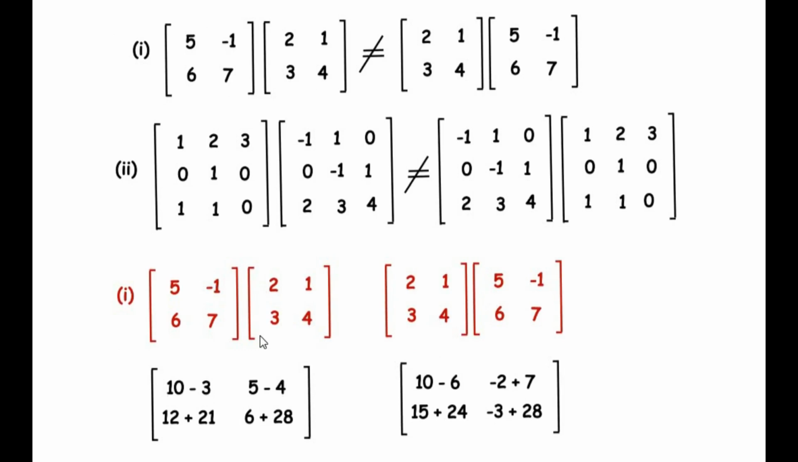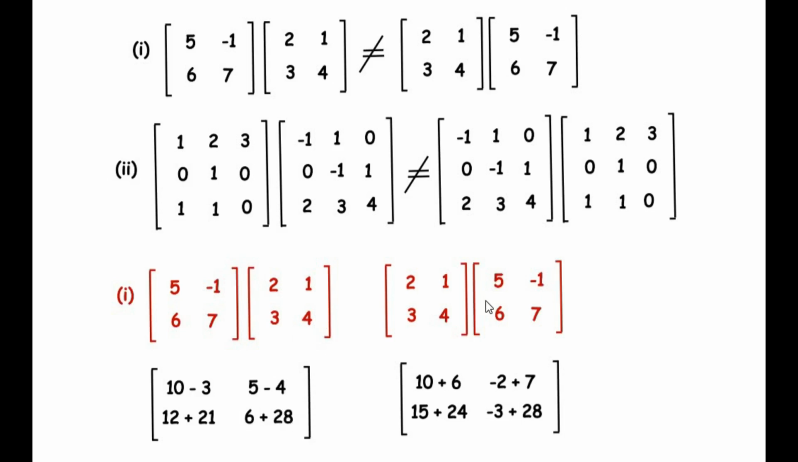First row and first column, 5 times 2 is 10, plus minus 1 times 3, that is plus and minus gives us minus. So minus 1 times 3 is minus 3. Now first row and second column, 5 times 1 is 5, minus 1 times 4 is minus 4. Now second row and first column, 6 times 2 is 12, plus 7 times 3 is 21. Now second row and second column, 6 times 1 is 6, plus 7 times 4 is 28.